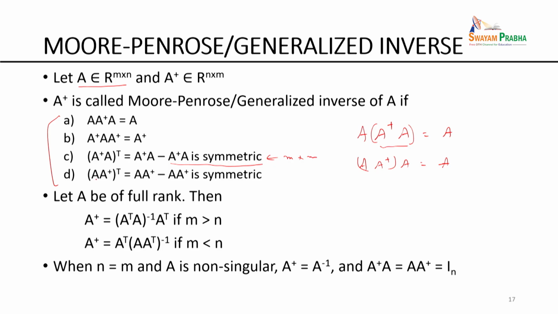Fourth, A plus A transpose is A plus A transpose, that is, A A plus transpose is A A plus. That's also symmetric, because if the transpose of a matrix is itself, it is symmetric. And what is the size of that? N by n. So it looks as though they are similar to the Gramian that we saw, but they are not Gramian. It is one of the two matrices. It's the generalized inverse of A itself.